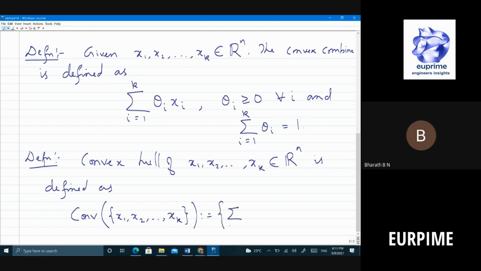So how do I write that? Sum over i equal to 1 to k of theta i xi, such that the summation over all i of theta i is 1, and theta i is greater than or equal to 0 for all i, right? So this is your convex hull. In fact, if you take 3 points and do convex hull, you get the triangle, right? Is that clear, everyone?